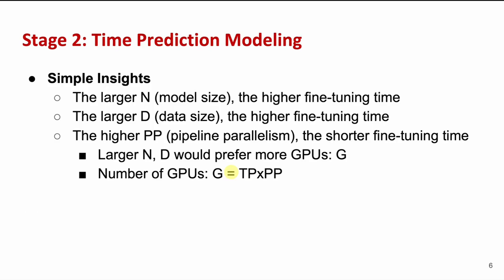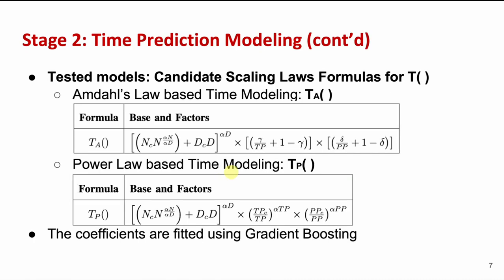So stage 2. Before that, I will give you a little insight. In general, larger N and larger D increase the time. A higher PP in LLM actually improves the training time. When we need to run a larger model, we need more GPUs. The number of GPUs, G, is equal to tensor parallelism times pipeline parallelism.